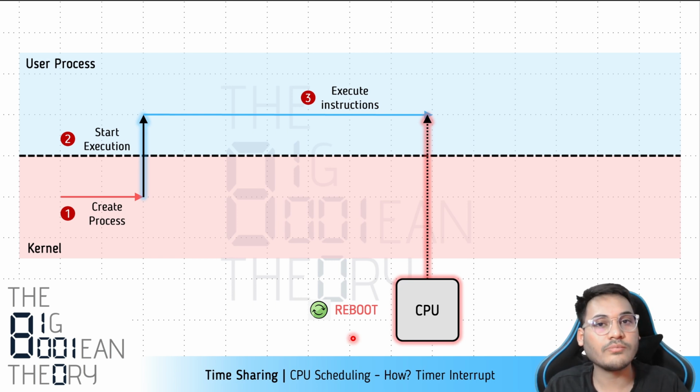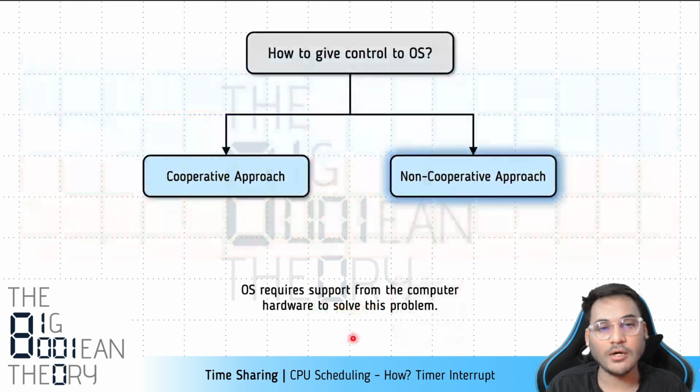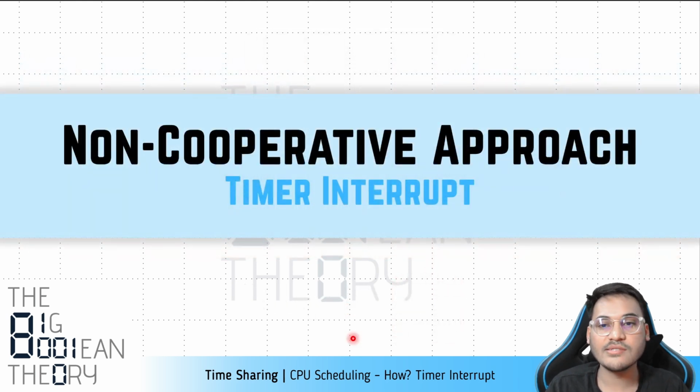We want the control of the CPU to be forcefully taken away from the user process without going through reboot, right? That is where we have a piece of hardware, the timer interrupt, which helps us take control of the CPU in a graceful manner. This is the non-cooperative approach, where a hardware device called the timer interrupt supports the operating system in regaining control of the CPU. So let us see what a timer interrupt is and how it works.